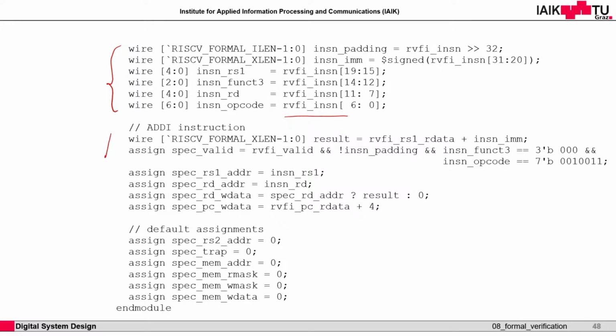And then we also have certain parts of the specification that are basically output signals of the check. For example, which registers should be read, which registers should be written, which value should we write, and so on. So that's the interface, and this is done for all the instructions we have in the RISC-V specification.